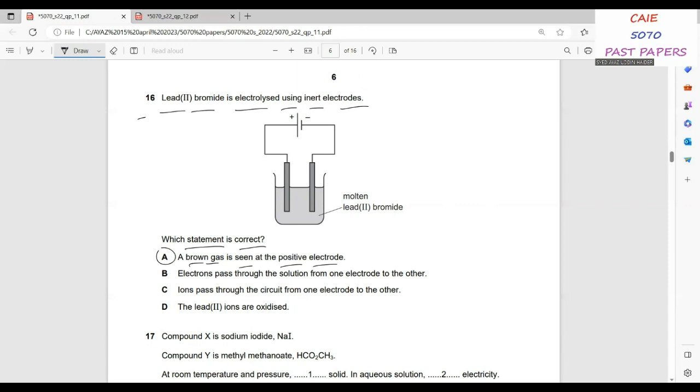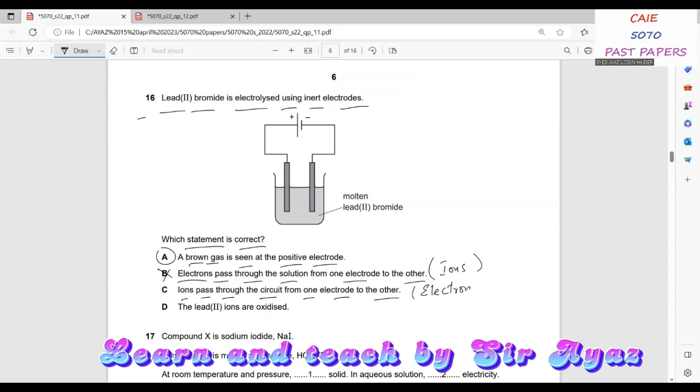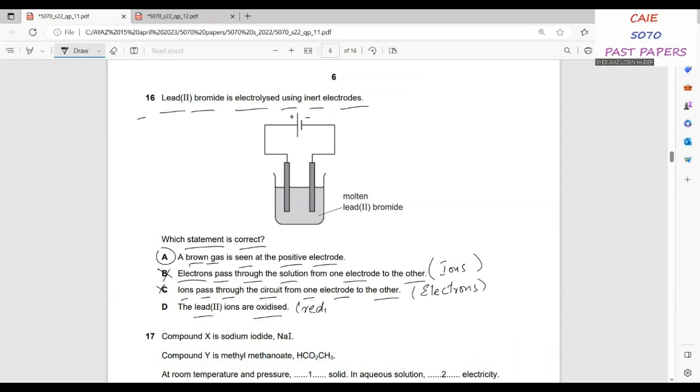For your convenience, I am reading other statements. B. Electrons pass through the solution from one electrode to other. No. Ions pass, not electrons. So B is wrong. C. Ions pass through the circuit from one electrode to the other. No. It's electrons that pass from one electrode to other through the circuit. So this is also wrong. D. The lead-2 ions are oxidized. This is also wrong because lead-2 ions are reduced. So only A will be the right answer.